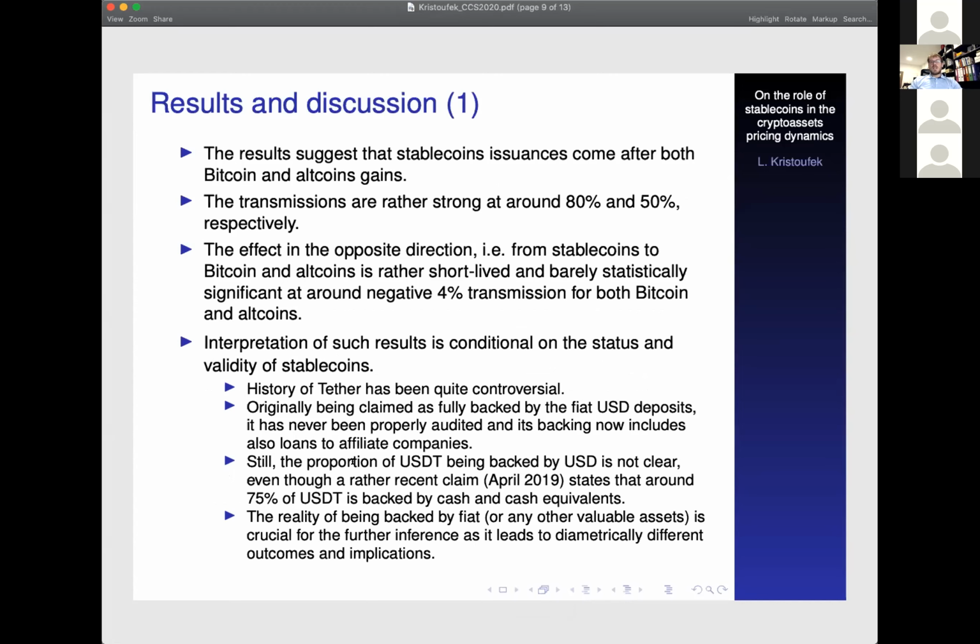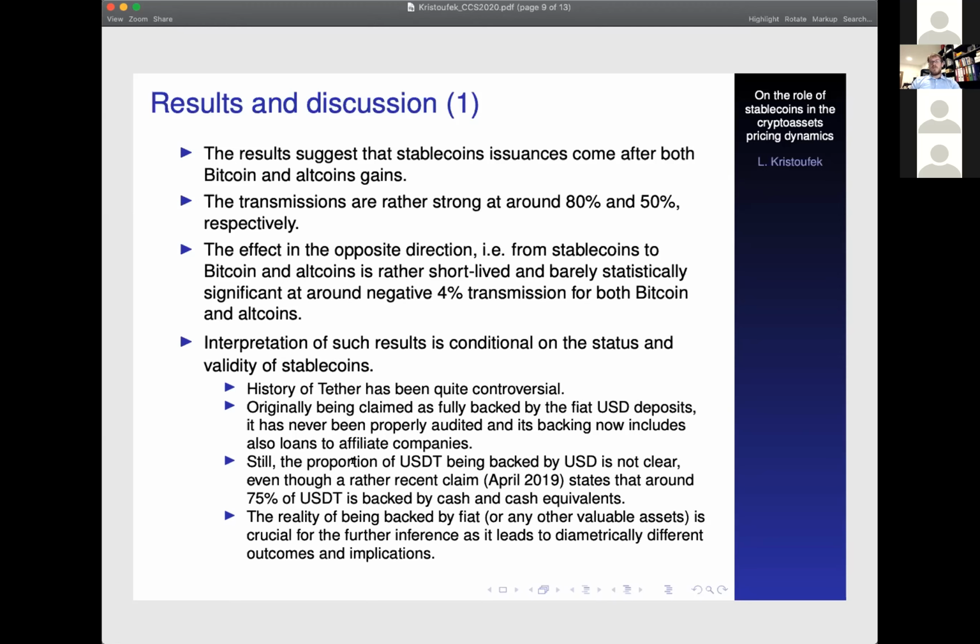So first, the results suggest that stablecoin issuances or digital printing come after both Bitcoin and altcoin gains. So not before, but after. And the transmissions are rather strong, at around 80% for Bitcoin and 50% for altcoins. And the effect in the opposite direction, so from stablecoins coming to Bitcoin, so that the stablecoins are printed or let into the system, and only after that the other crypto assets would inflate in price, the effect is very weak, much weaker than the other way around, and only short-lived, and the transmission is around 4%. It's statistically significant, but economically it's much lower than the other way around.